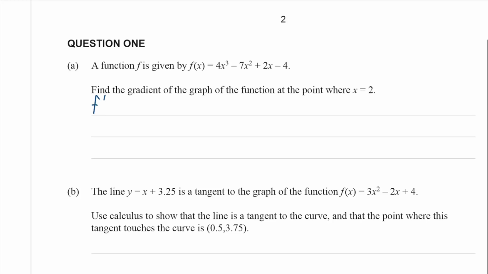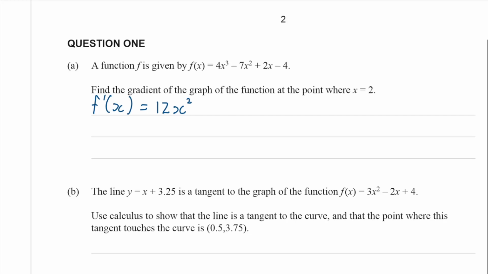So the gradient function, or the derivative, f prime of x, the first derivative, equals: we take the power, in this case 3, multiply it out the front, so 4 times 3 to give 12. X, instead of to the power of 3, we subtract 1 from that power, so 3 minus 1 gives 2. So that's the derivative of the first term.